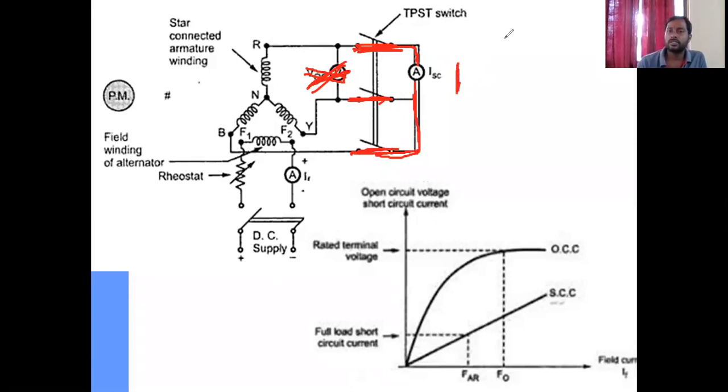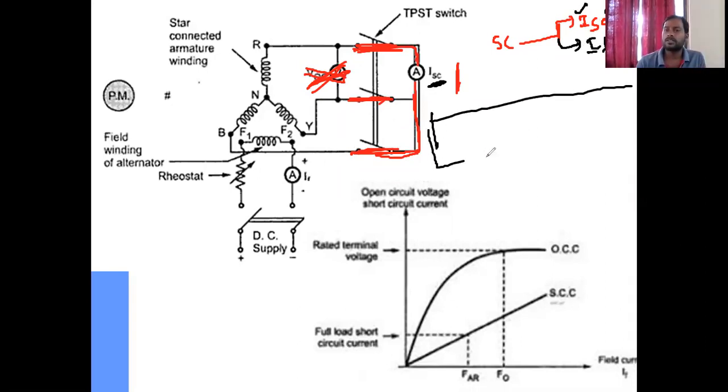The SC test is drawn between ISC, the short circuit current, versus the field current. In the previous test the field current is available, and in the present SC test the field current is also available. The SC test is conducted between ISC versus field current. So let us take a box.